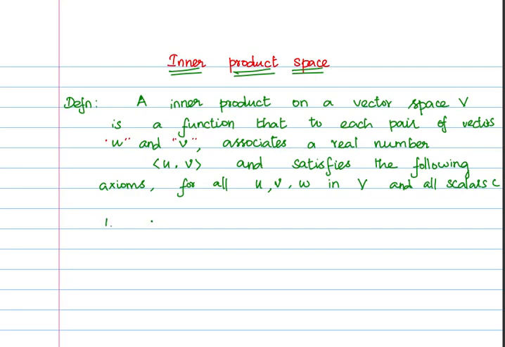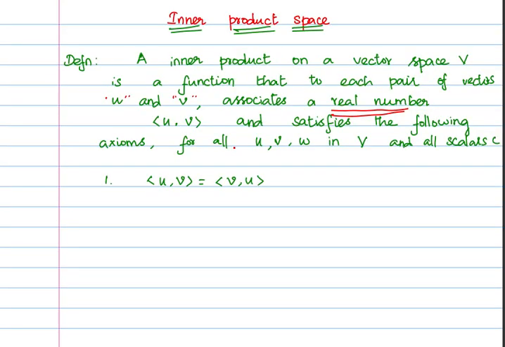Symmetric. This is the notation for inner product: u comma v equal to v comma u. Because it's associated with a real number, that is why this condition holds. For a complex number, it's just a different case. So we see only the real inner product space.